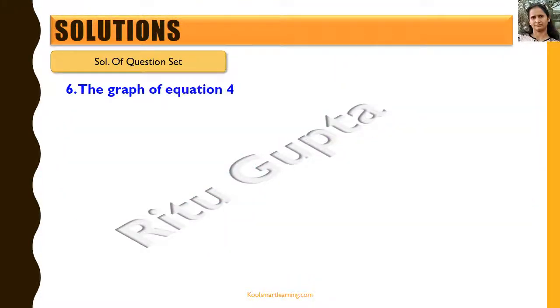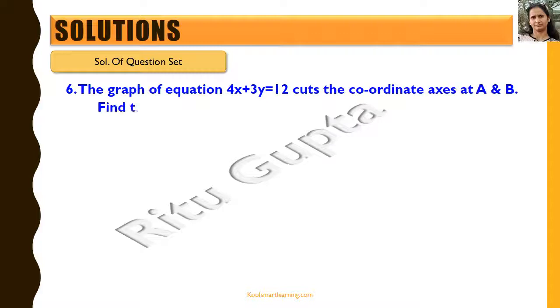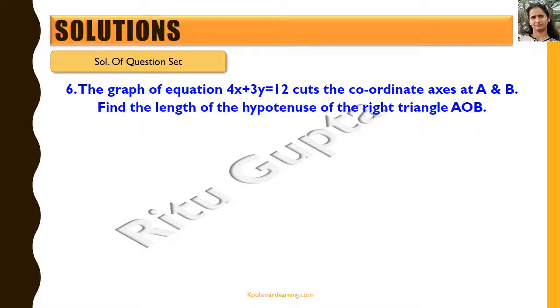So friends, now let's look at the solution for the last question. The question says the graph of the equation 4x plus 3y equal to 12 cuts the coordinate axes at A and B respectively. We need to find the length of the hypotenuse of the right angle triangle AOB. So first of all, to be able to do that, let's first plot the equation on the graph.